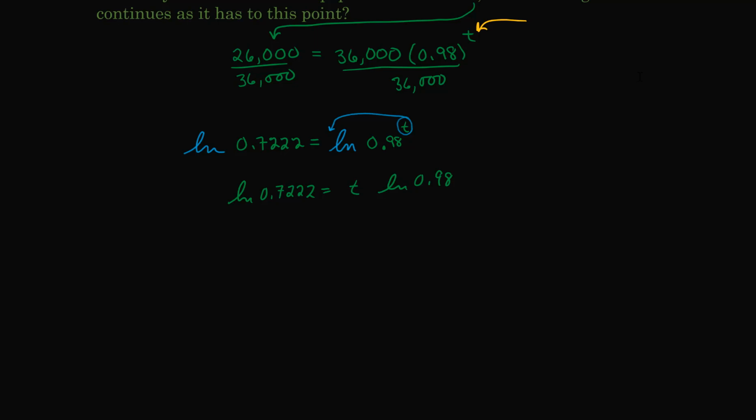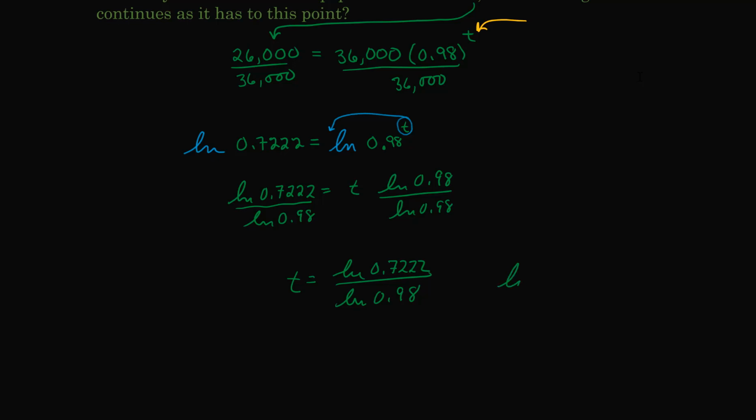Remember that the natural log of 0.98 is a number. So what I can do is divide the right side by this natural log, and then I also need to divide the left side by the same value, and this will then give me that t is equal to the natural log of 0.7222 divided by the natural log of 0.98. Okay, so on your calculator, you can plug in natural log of 0.7222, close the parentheses, divided by the natural log of 0.98, equals.